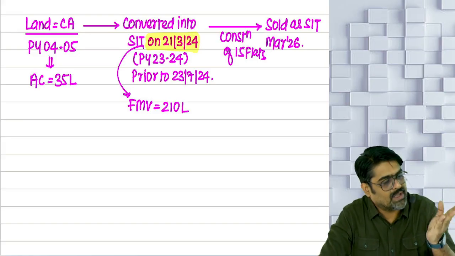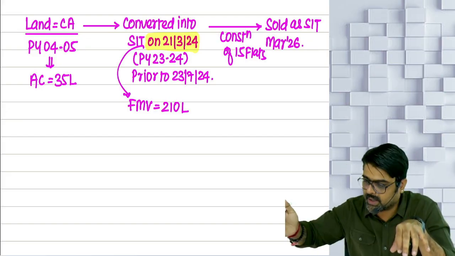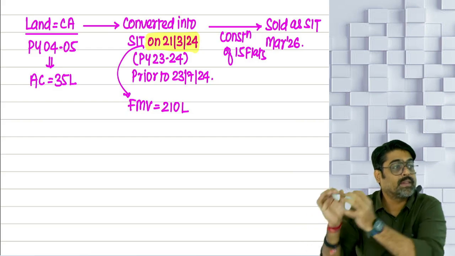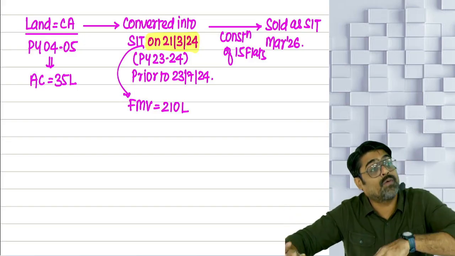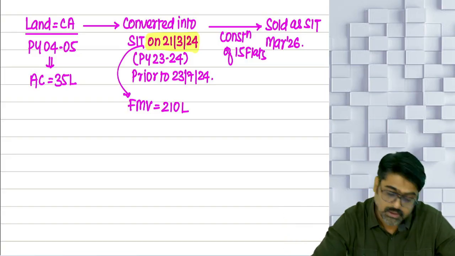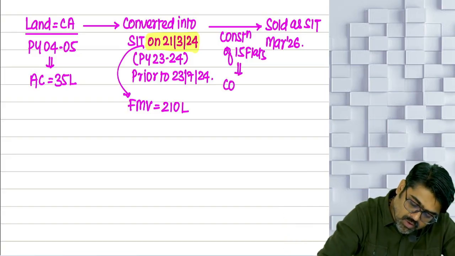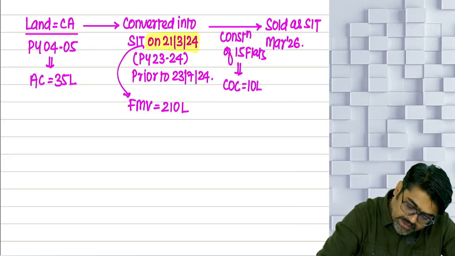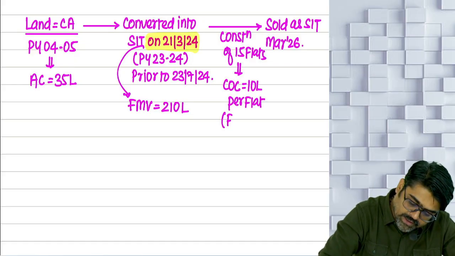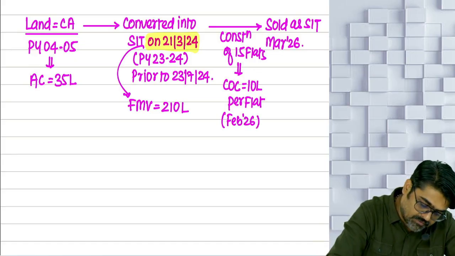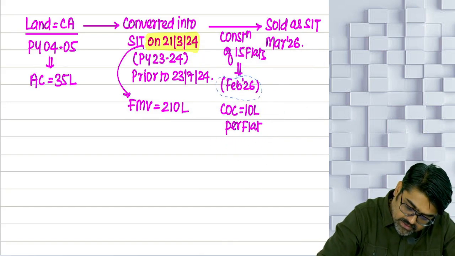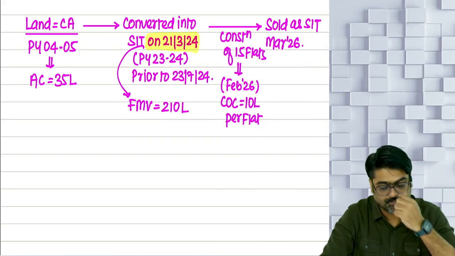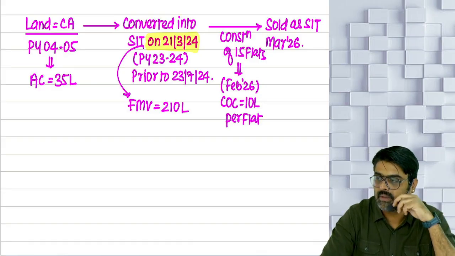Yes or no? So the land which is now your stock in trade, which is being sold as stock in trade, is not sold alone. On that 15 flats are constructed, the land is being sold as a stock in trade along with constructed flats. Now, cost of construction, COC, is 10 lakh per flat. Okay, no? And this construction was done in February 2026, if I am not wrong. Done, sir? So in February 2026, you constructed 15 flats. Okay. Cost of construction of each flat was 10 lakh.